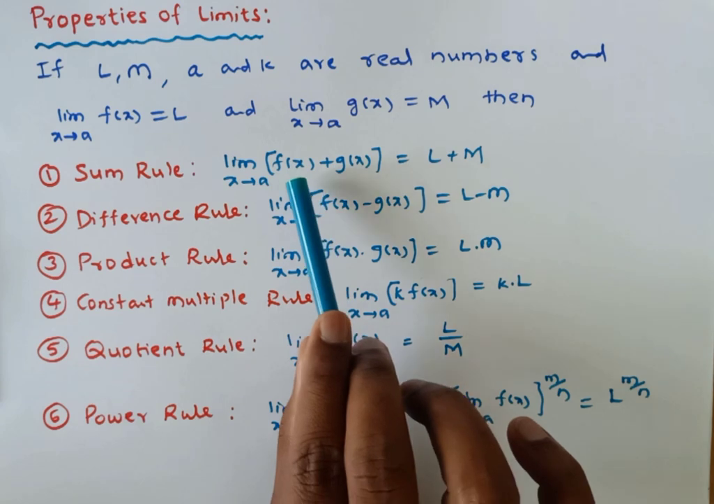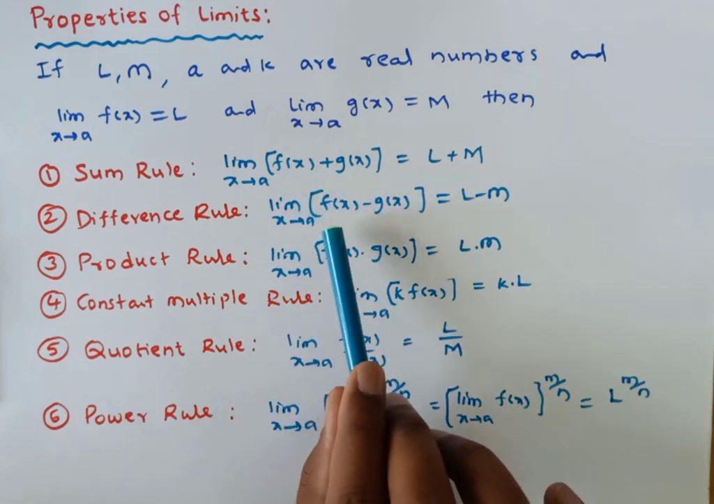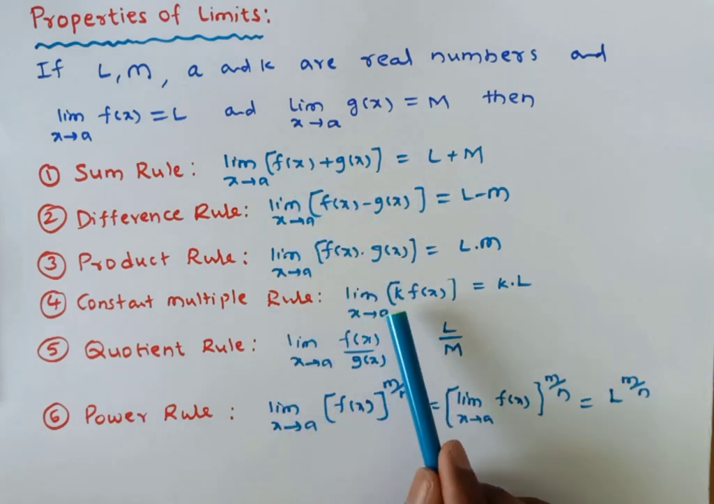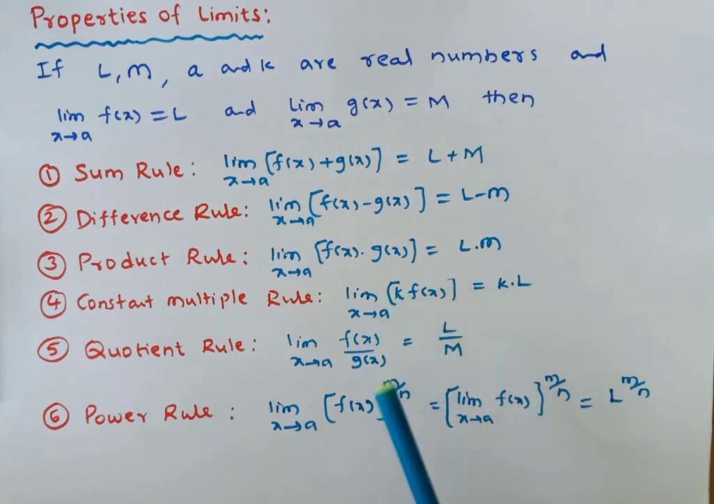If the function contains f plus g, then how to apply the limit? f minus g, f into g, and some constant into this, f by g, and the power rule.